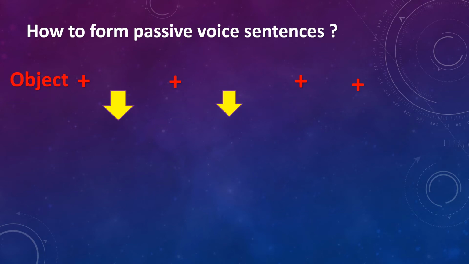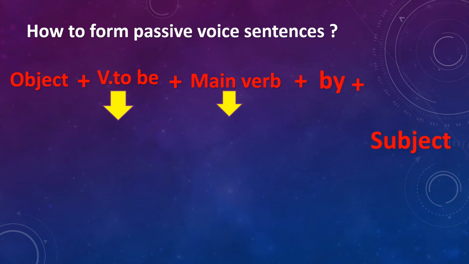As we said, we start with the object. Again, we have the object, and after that we have verb to be, and after that we have the main verb, then comes by before the subject. So OVVS. And if you are gonna mention the subject, you have to put by before the subject.